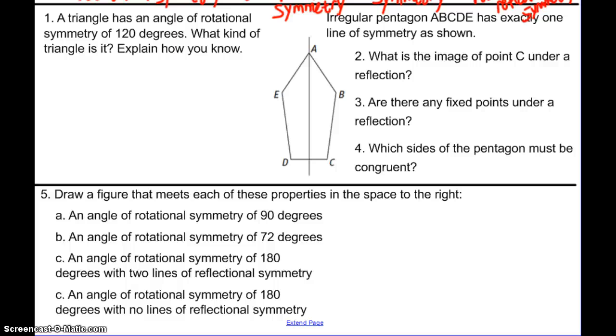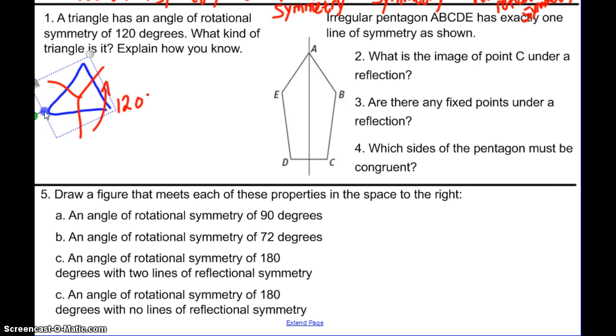All right, let's take a look at number 1. A triangle has an angle of rotational symmetry of 120 degrees. What kind of triangle is it? Well, let's think about this for a second. We have a triangle, any triangle right here, and it has rotational symmetry of 120 degrees. That means that I could take this triangle and turn it 120 degrees, and it would be the same triangle. So imagine again, if I took this triangle and rotated 120 degrees, that would be the same triangle.